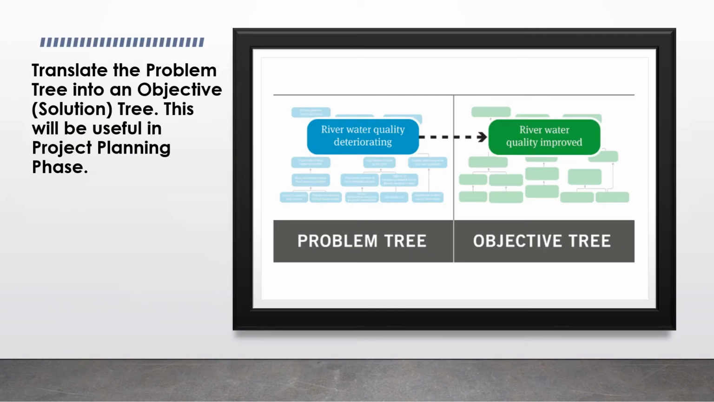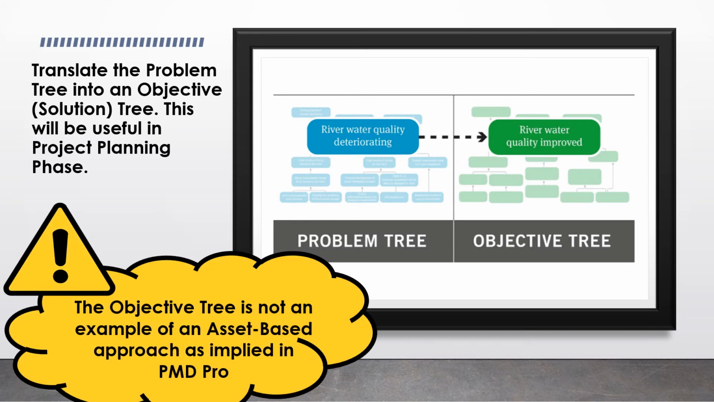After defining the problem and its root causes, the next step is to translate the problem tree to a solution tree. Take note that the objective tree is not an example of an asset-based approach as implied in the PMD Pro online course.